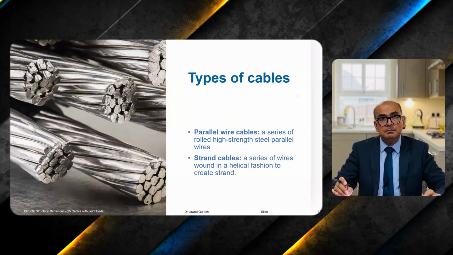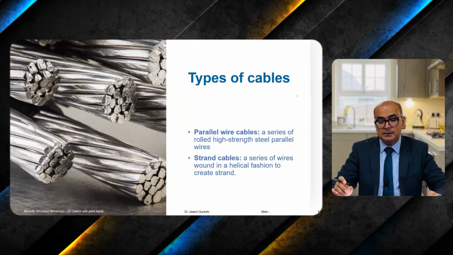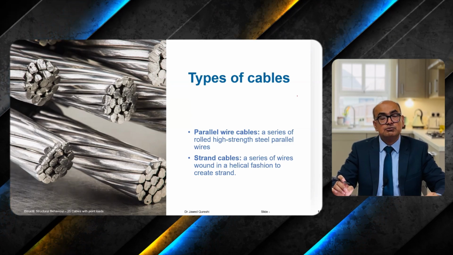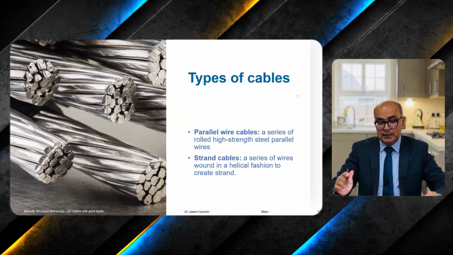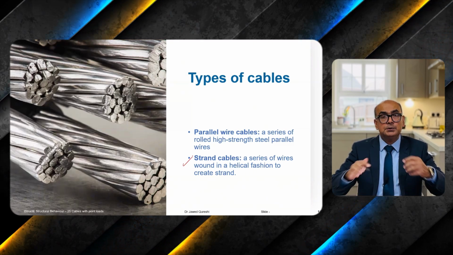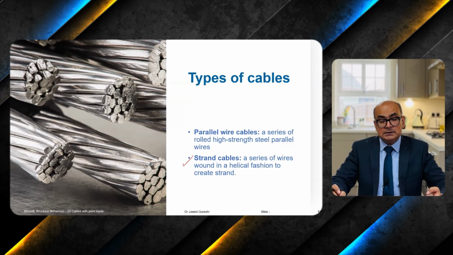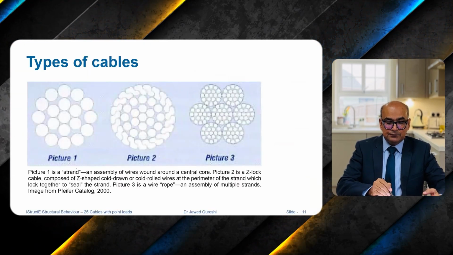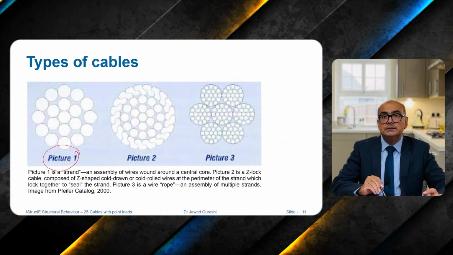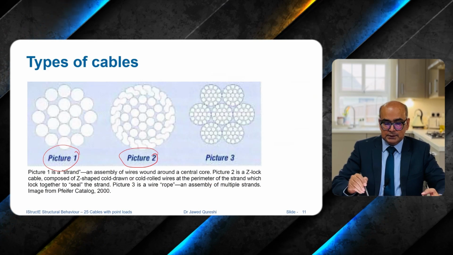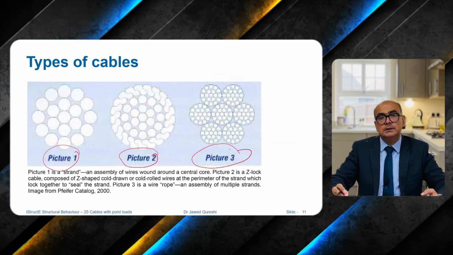Type of cable: there are mainly 2 types of cables: parallel wire cables, a series of high strength steel cables, and secondly we have strand cables where a series of wires are wound in helical fashion. These are 2 types of cables. Again, here you can see 3 types of cable. First one is a strand, the second one is Z-lock cable, and third one is a wire rope cable.